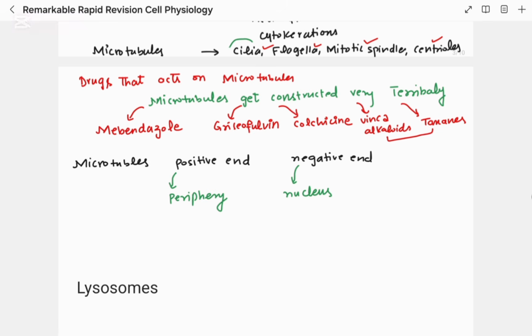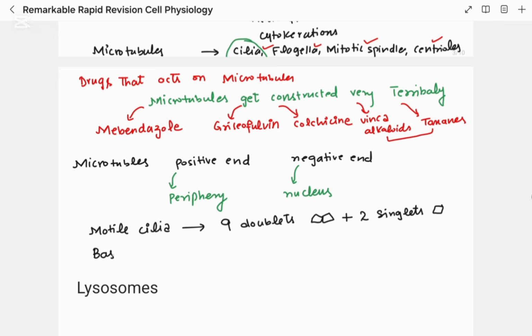So one important thing about these cilia: there are motile cilia which consist of 9 microtubule doublets, along with 2 microtubule singlets, and the basal body, which is in fact the part of the cilia which is below the cell membrane, it consists of 9 microtubule triplets.